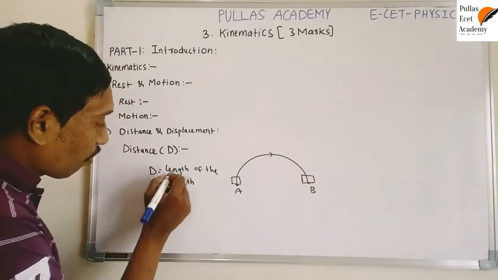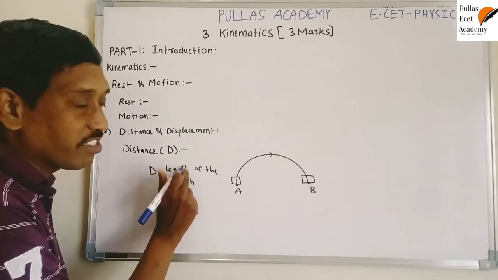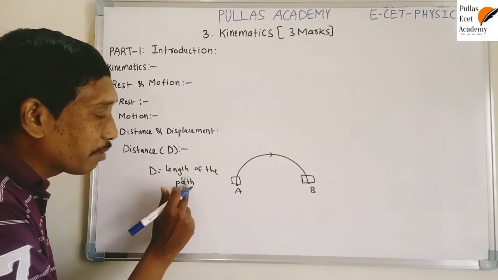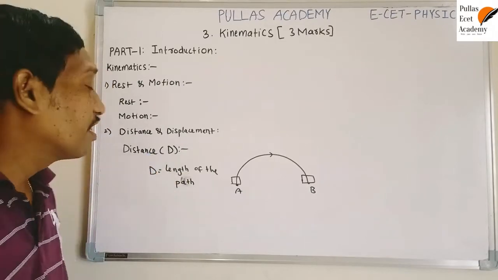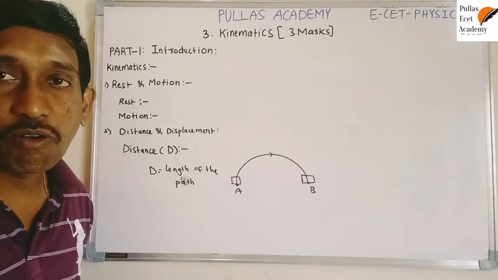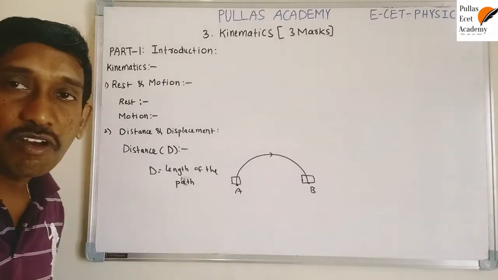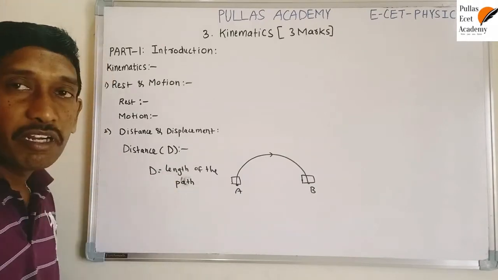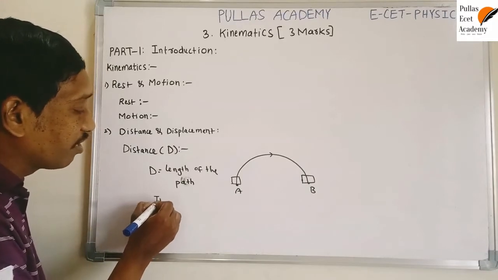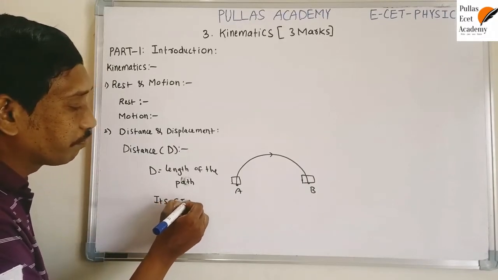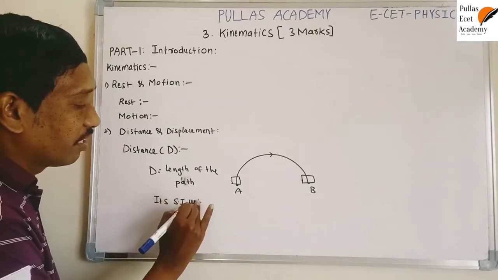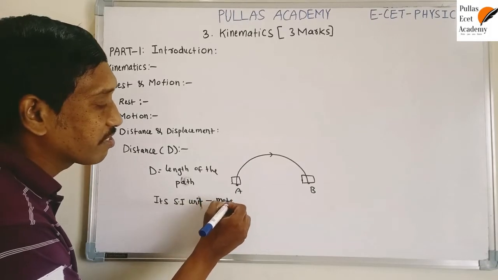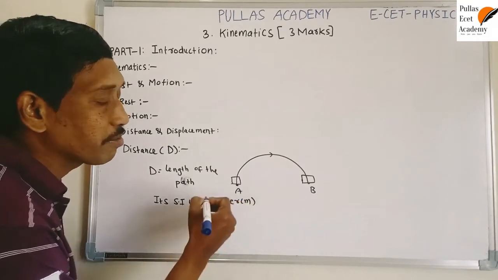According to the definition, distance is nothing but length. Length of the path is called distance. Distance is also called path length. According to the definition, sometimes distance is also called path length. Don't get confused. So what are the SI units here? Its SI unit is that of length, so its SI unit is the meter. Meter is the SI unit of length. It is denoted by small m.